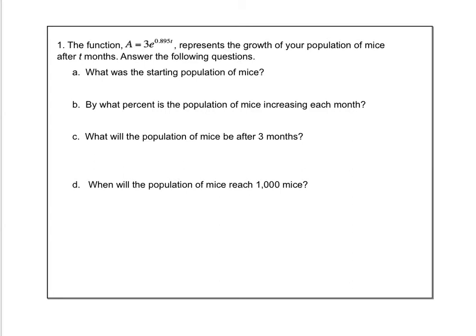So we have an equation that represents the growth of a population of mice after T months. So pay attention, T is being measured in months. That's something you need to pay attention to as you're reading it. Part A says, what was the starting population of the mice? You should be able to just look at a number up there and tell me that that's the starting population. Which number up there represents the initial amount? 3. Isn't that A sub 0? That's our starting amount, the initial amount. So it's just going to be 3. 3 mice is what we started with.